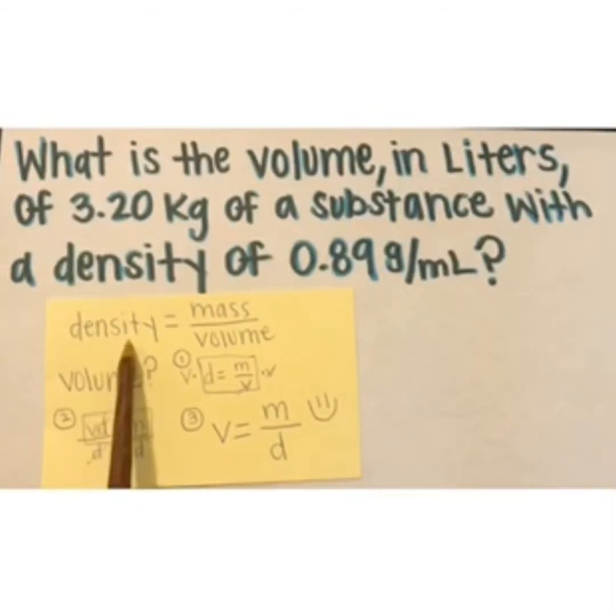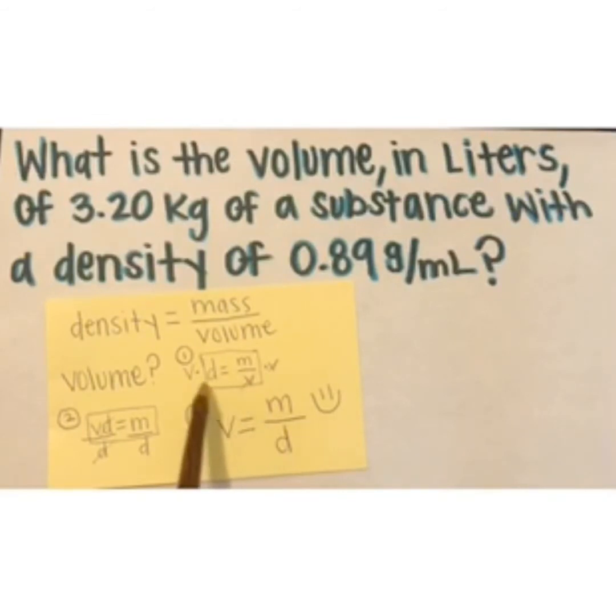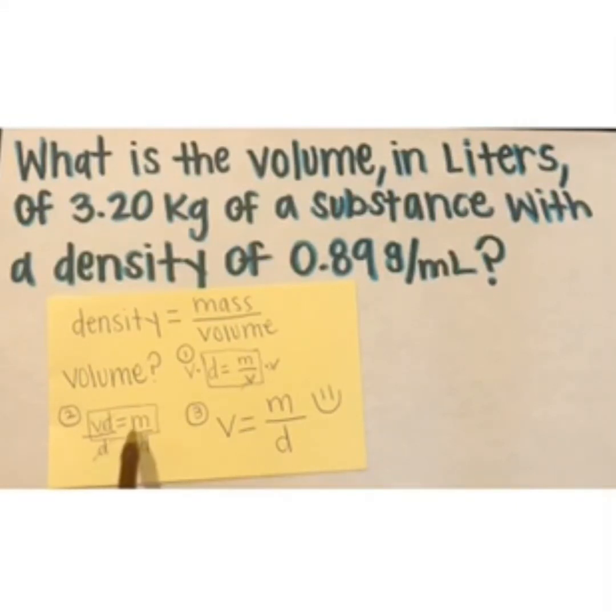So once again, the density equals the mass over volume. In order to get the volume, we must multiply the volume on both sides to get it out of the denominator. So then you end up with volume times density equals mass. And in order to get volume isolated, we must divide density on both sides. We end up with volume equals mass over density.